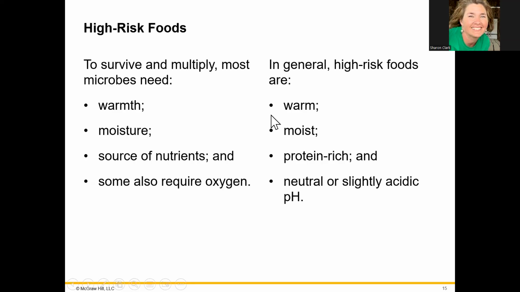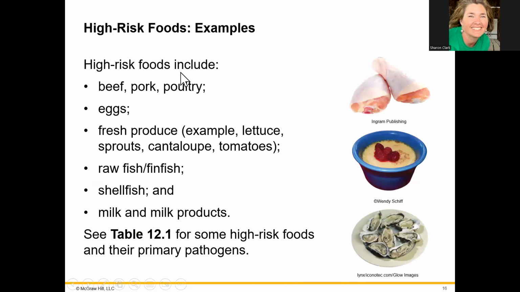Okay, think of yourself. You want to be kept warm, okay? Not necessarily moist, but you like to be full. You like to have a neutral pH, okay? So do bacteria. Some examples of high risk foods: your meats, your eggs, your dairy products, shellfish, foods that we would eat raw, and fresh produce that either do have skins or don't have skins, such as you see lettuce, cantaloupe, tomatoes here, and sprouts especially.